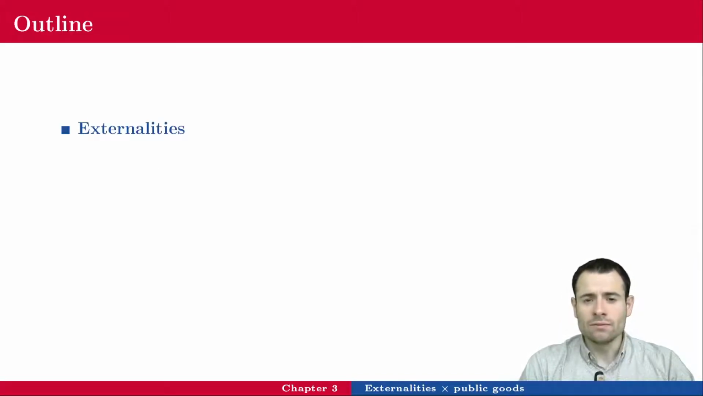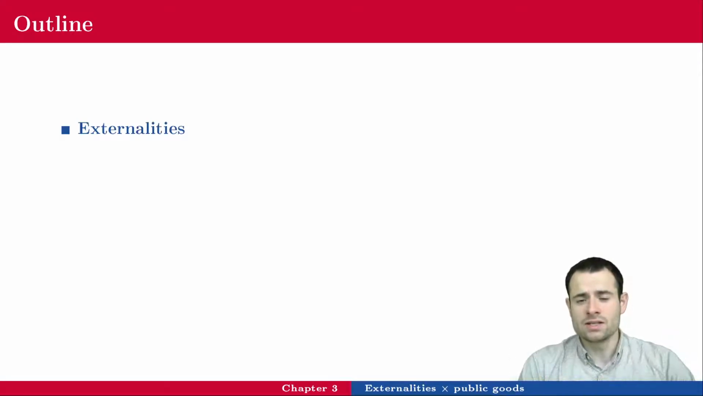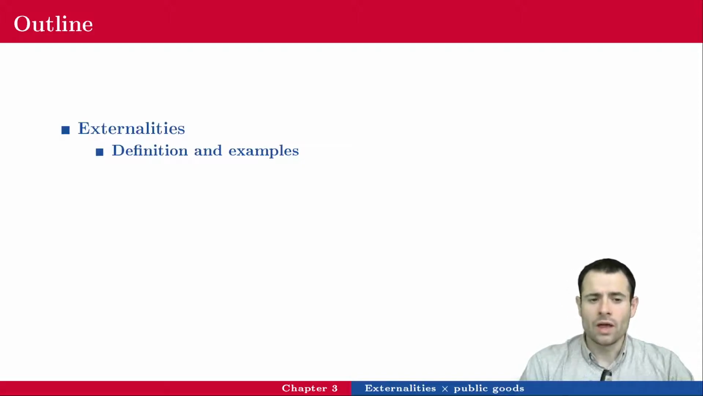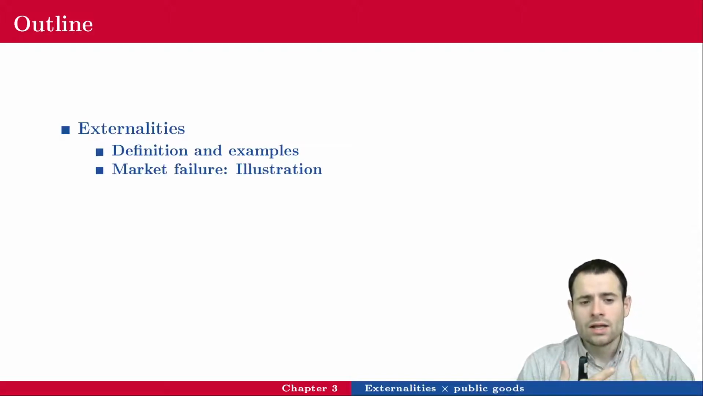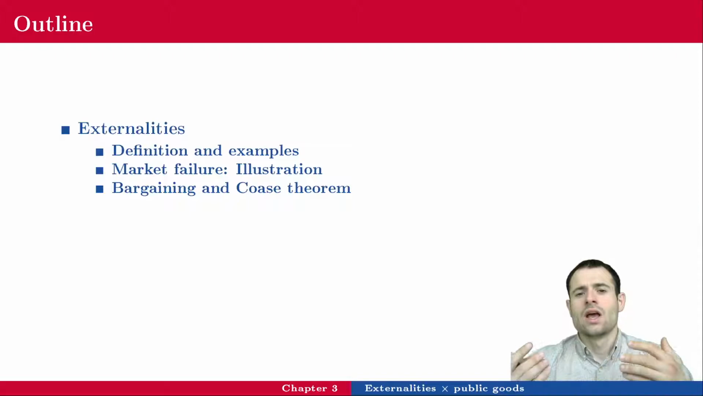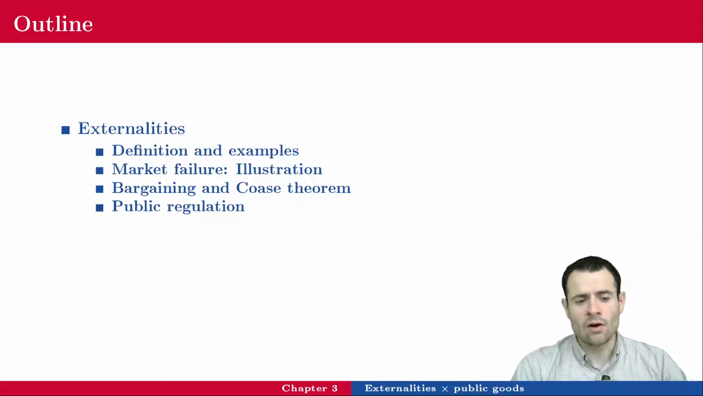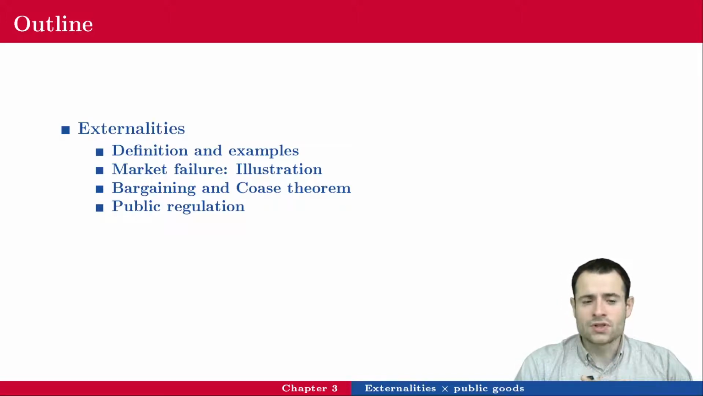So the outline for today is going to be to start with externalities, with the definition and a couple of examples. Then I'll talk about why they lead to market failures, and I will illustrate that with a graph. Then I'll talk about a way to solve those externalities in the form of bargaining, and in particular I will talk about the Coase theorem. But after that, overall I will talk about how the externality problem is solved via public regulation.